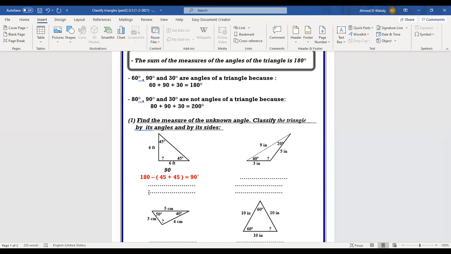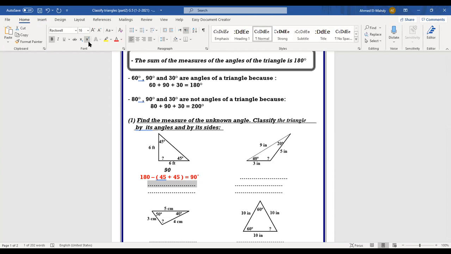Yes, Mister. What is the kind of this triangle related to its angles? This one will be right, obtuse, or acute, Aser. Right. Good. We have a right angle, 90. For that, this triangle will be a right triangle. Good.